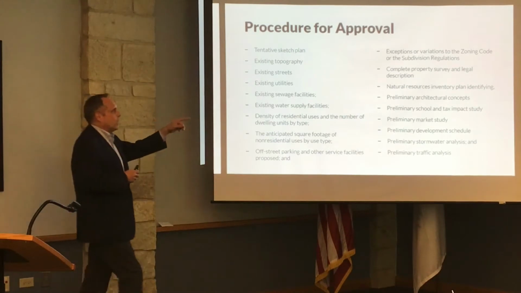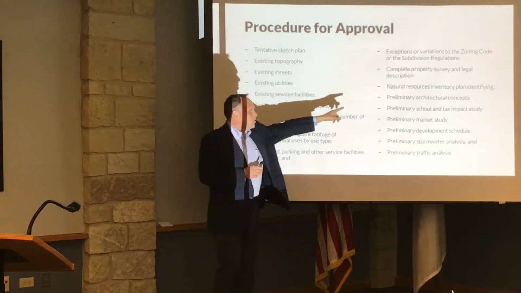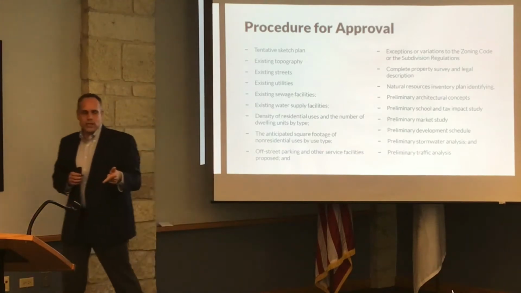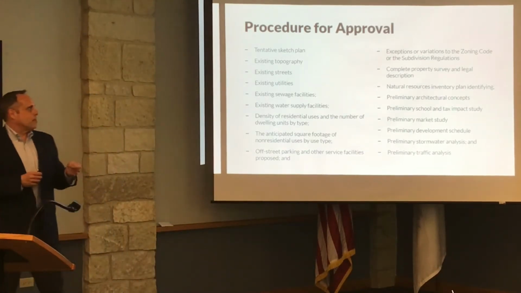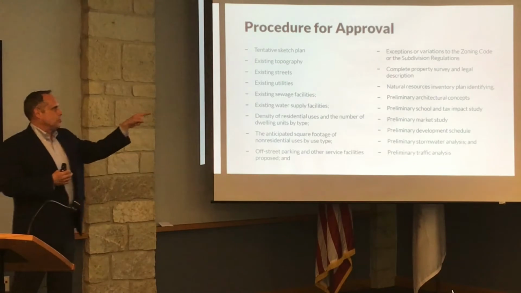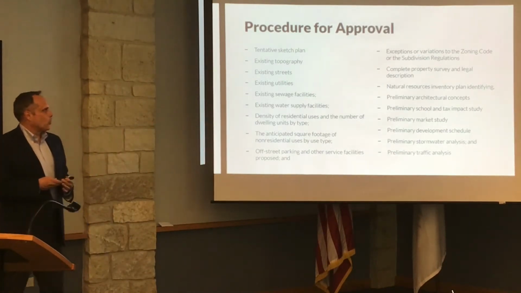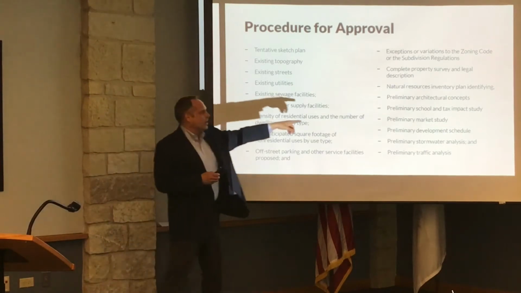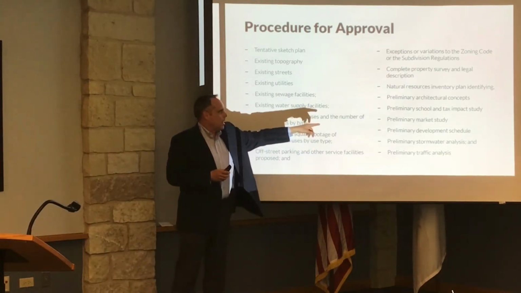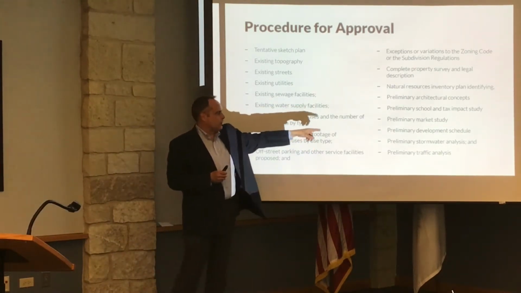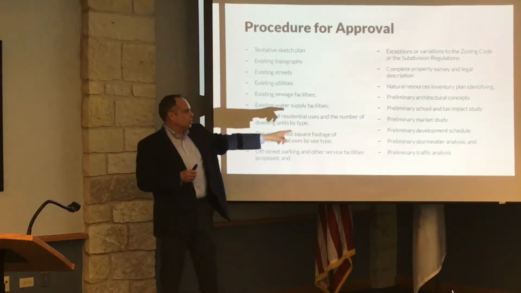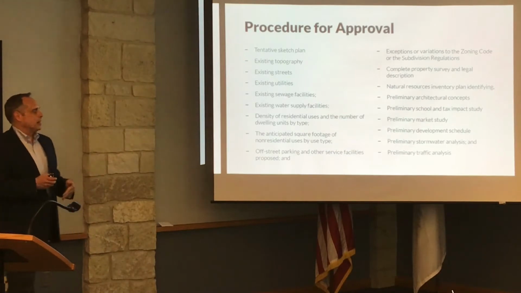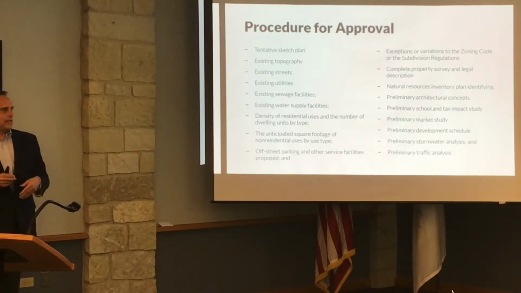Then they have to take a look at, again, the natural resource inventory. Where are the water features, the wetlands, the mature stands of trees, any sorts of environmental features that we need to be aware of. They have to submit a natural resources inventory, preliminary architectural concepts, and then they have to identify their school impact, their preliminary market study, a schedule of the development, and then an initial stormwater and traffic analysis. And that is when they first bring their concept through to the Plan Commission and staff.